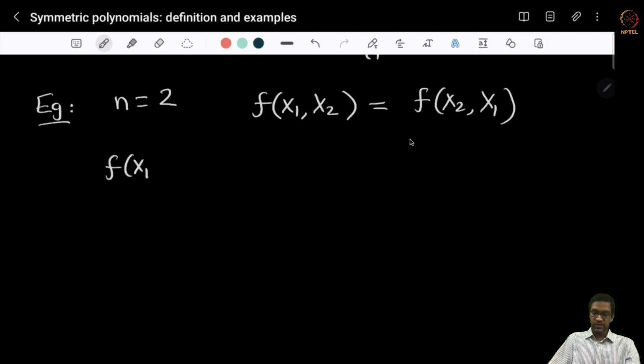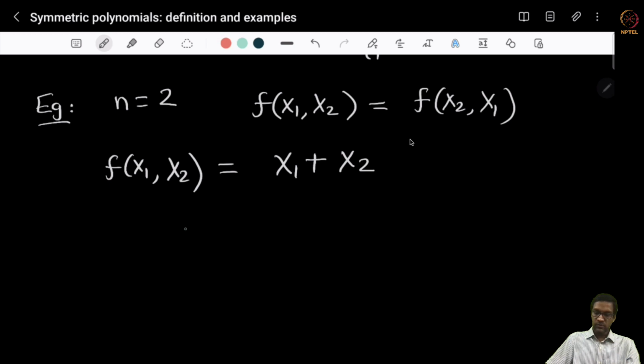I could take, for example, f of x1, x2 to be just the sum x1 plus x2. Here's an example of a symmetric polynomial. If I interchange the variables, x2, x1, I just get x2 plus x1, which is the same thing. So this is one example.